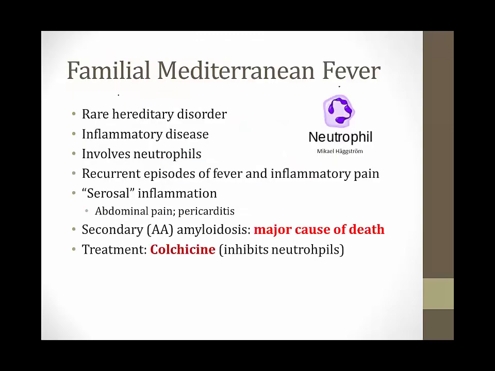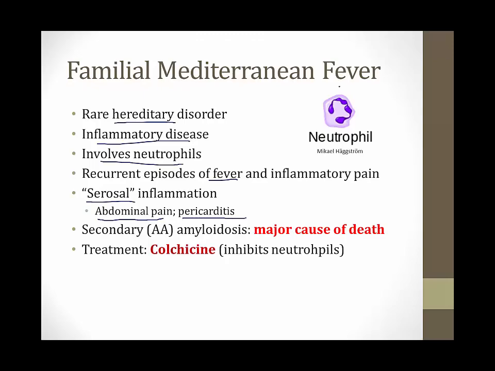Let me pause here and talk about a very rare disorder called familial Mediterranean fever. This is a rare hereditary disorder that's common among populations from the Mediterranean region of the globe. That's how it gets its name. It's an inflammatory disease that involves neutrophils, and patients have recurrent episodes of fever and inflammatory pain. The inflammatory pain is often described as serosal because it often involves serosal surfaces, especially in the abdomen. It can sometimes mimic appendicitis. You can also sometimes see inflammation around the heart that leads to pericarditis.